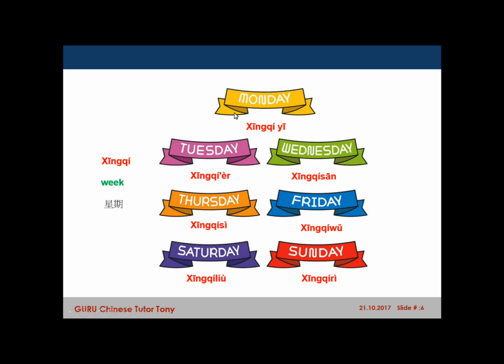Monday is 星期一, so it's week 1. 星期二 Tuesday. 星期三, 3, is Wednesday. 星期四 Thursday. 星期五 Friday. 星期六 Saturday. Only Sunday is different: Sunday is 星期日.